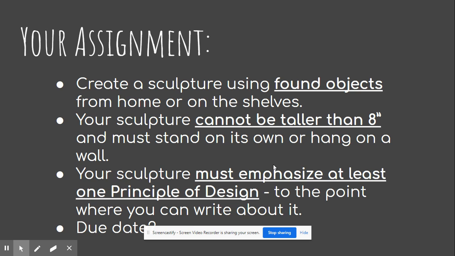So when is this due? We're going to have at least a week to work on this. And we're going to have to really evaluate how we're doing. So throughout the process, you're going to be sending me images of your progress and giving me updates on how it goes. And I will be sharing a due date with you at a later time.